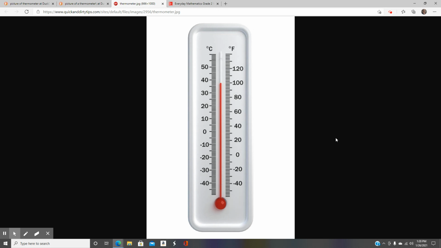Today, we're going to talk about thermometers. You may be familiar with thermometers because when you go to a doctor, they put a small thermometer in your mouth. This is kind of a bigger thermometer right here. When you go to the doctor, they put a smaller one in your mouth, and it's to do what? It's to take your temperature to see if you have a fever.